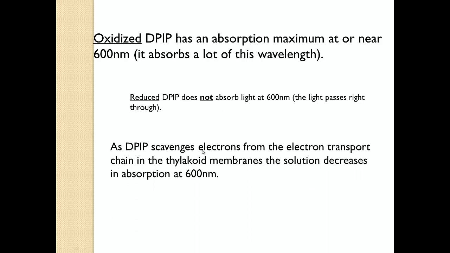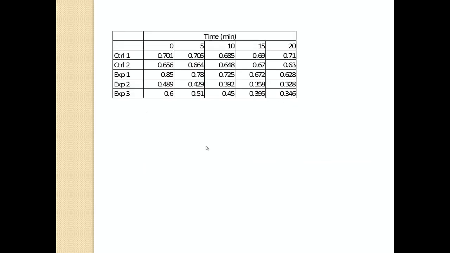As DPIP is scavenging electrons from the electron transport system, the solution decreases absorption at 600 nanometers, and we're going to collect absorbance measurements at specific times, starting at time 0, at 5 minutes, at 10 minutes, at 15 minutes, maybe at 20 minutes. So through time, we're going to collect absorption data from our different conditions. So if we just take a set of data, it looks something like this.